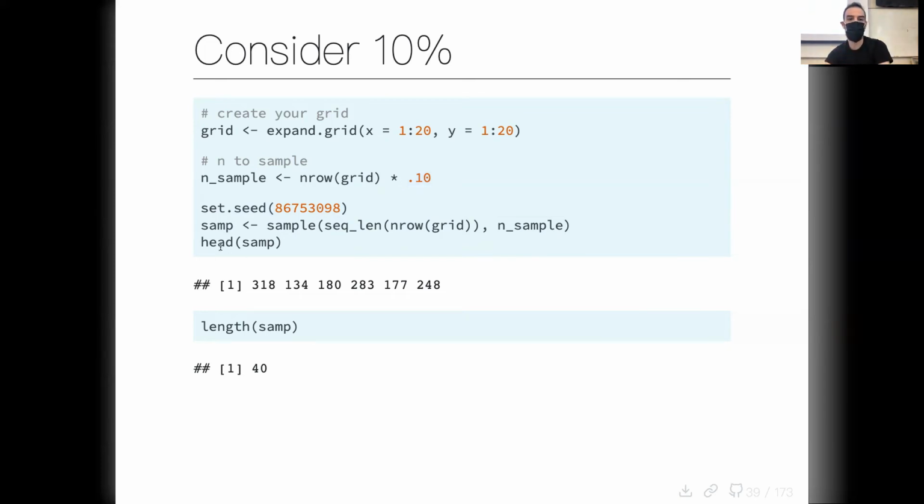Okay, so if I just look at the head of samp, I get 318, 134, 180, 283, right? These are just numbers that it's randomly sampling. And the number of those that I'm getting is equal to this n sample. So in this case, I'm getting 40 samples because I'm sampling 10% of the number of rows in the grid, which is 400. Okay, following me so far?